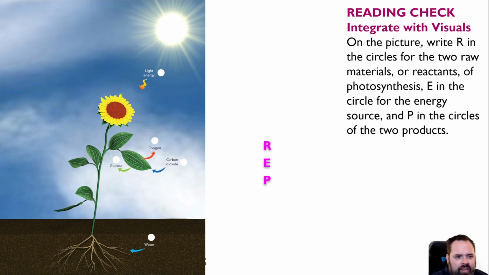I want you to take the picture and write an R for each of the circles for the 2 raw materials. They're reactants. Add an E to the circle that's the energy source, and a P for the products. Okay, so we got these 3, R, E, and P. We want to label each one of these. So we've got energy source in sunlight, that's an E. We've got carbon dioxide as a reactant, that's an R. And we've got water as a reactant, that's an R. We've got oxygen as a product and glucose as a product.